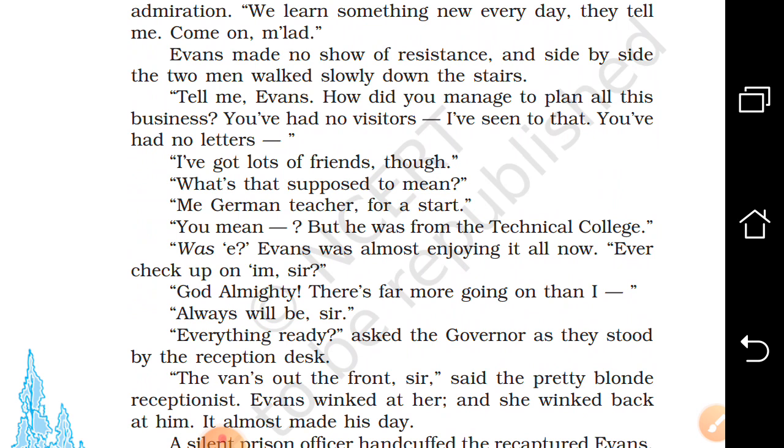Tell me, Evans, how did you manage to plan all this business? You have had no visitors. I have seen to that. You have had no letters. Now, the next doubt from the governor is how he managed all this. Actually, no visitors were allowed to Evans. Then how did he plan all this? Then Evans said, sir, did you ever check the German teacher? Did you make any inquiry about the German teacher? That German teacher himself was his accomplice.